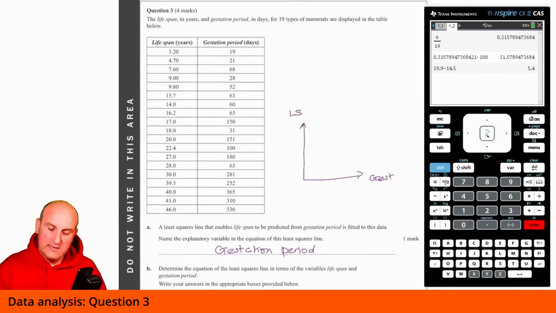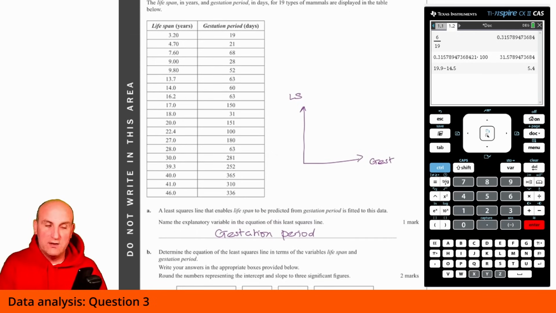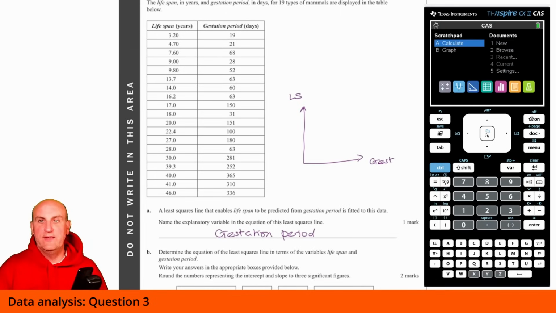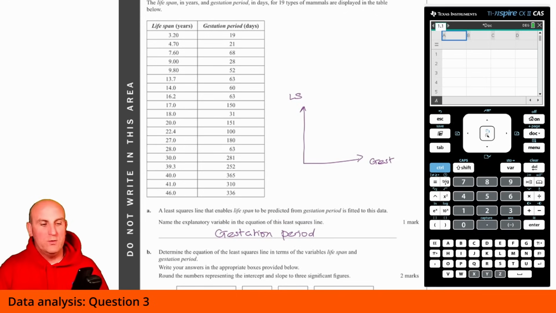Determine the equation of the least squares line in terms of the variables lifespan and gestation period. All right, we're going to go back to my calculator now. If you notice, I've still got my calculator fired up. What I tend to do is I actually delete that screen and I start a brand new one. Whenever I've got a question like this, I start a new one. Why? Because I don't want any variables left over from previous stuff, because it's just going to get in the way. All right, so just a piece of advice for you.